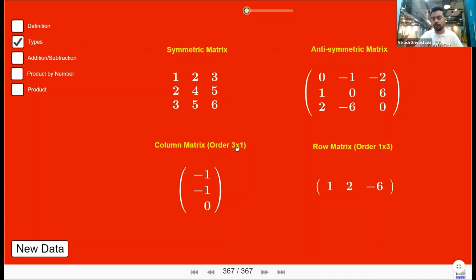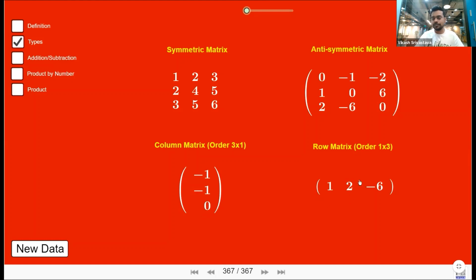So this is an example of a column matrix, in fact, which is of order 3 cross 1, where we have 3 rows, right? As you can see, 3 rows, and we only have one column. This is a particular example of a column matrix, but you can also have a 5 cross 1 order column matrix, in which you'll have 5 elements but only one column, right? So this is what we refer to as the column matrix.